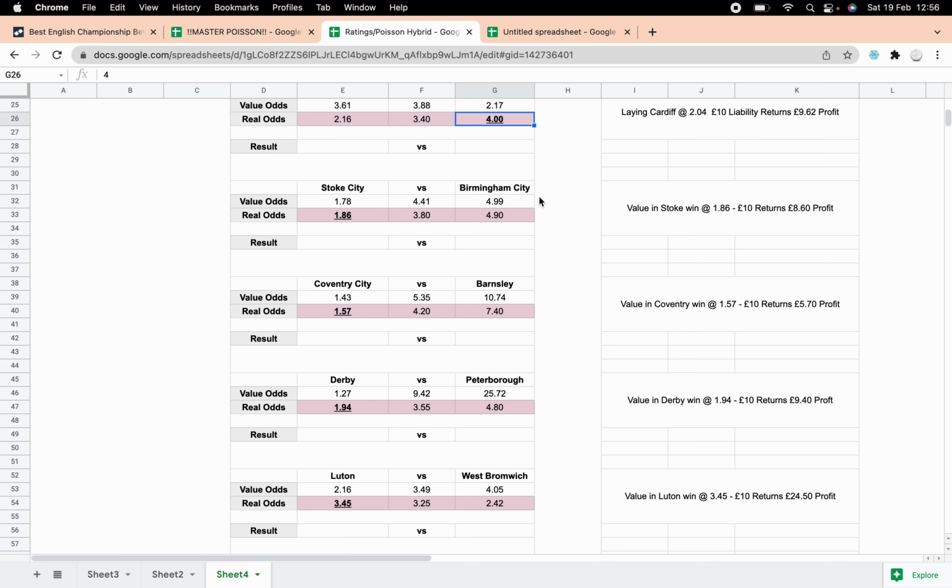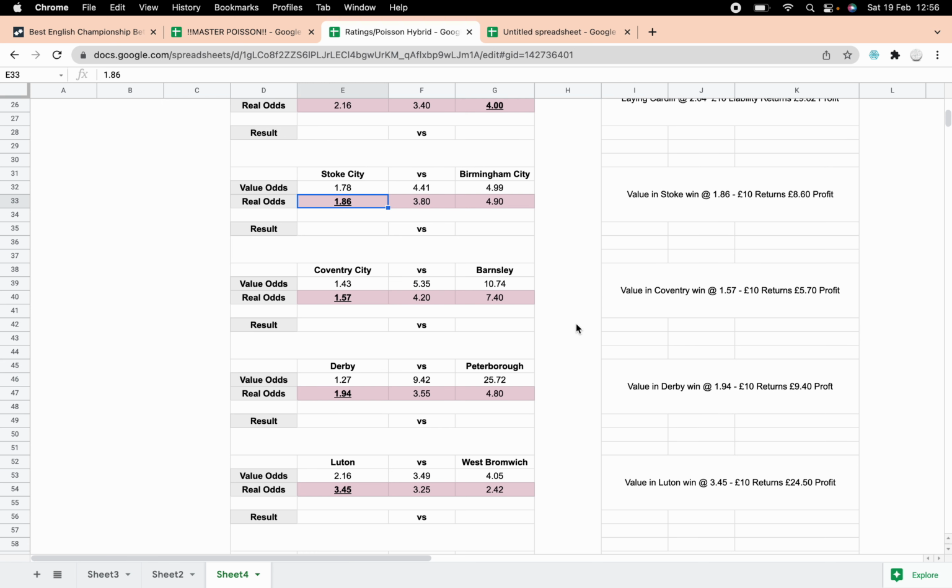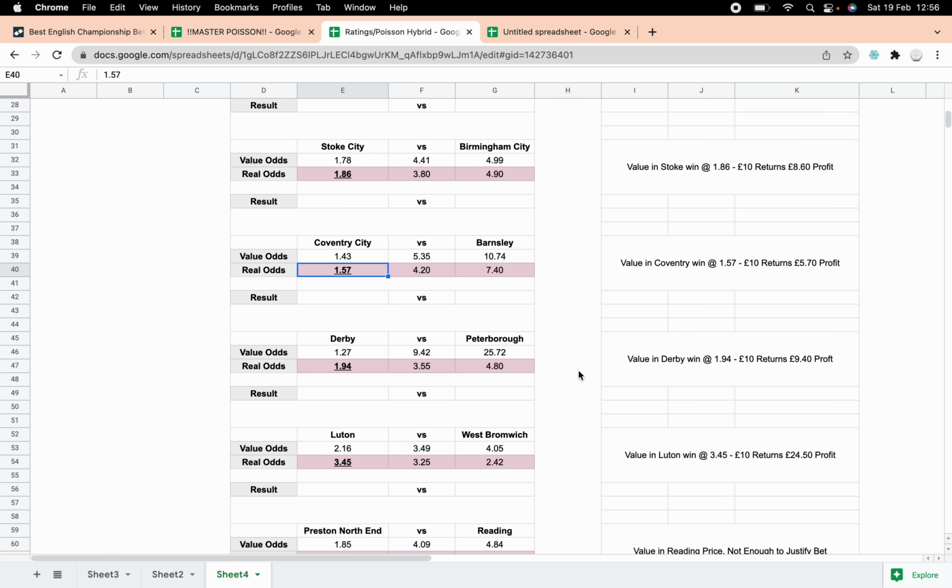Stoke Birmingham, yeah, I don't like betting on Blues to win because they always disappoint me. But without having any sort of bias here, the value bet suggests a Stoke win, and I'm happy to take that on. It's what the odds suggest. So £10 would return £8.60 profit. Coventry Barnsley, there's slight value in Coventry winning. It depends how much profit you want to take from your bets, if you think it's worth putting this on or not. 1.57, so there is value, but it's only slight, and it's still a very short price. So £10 would return £5.70.